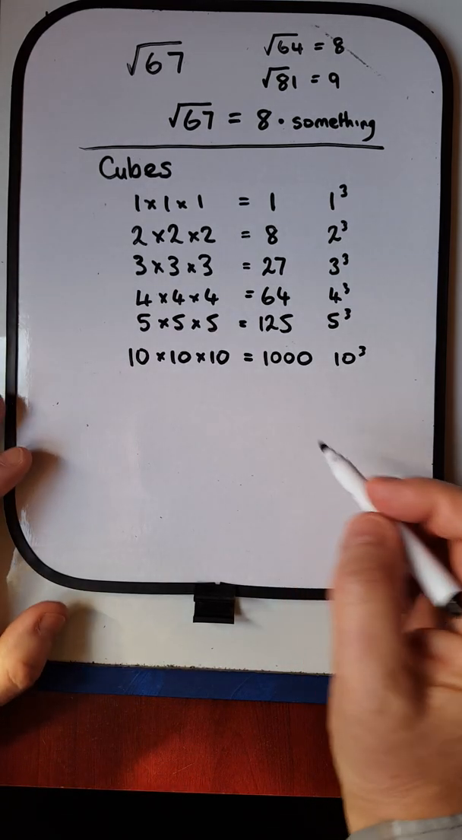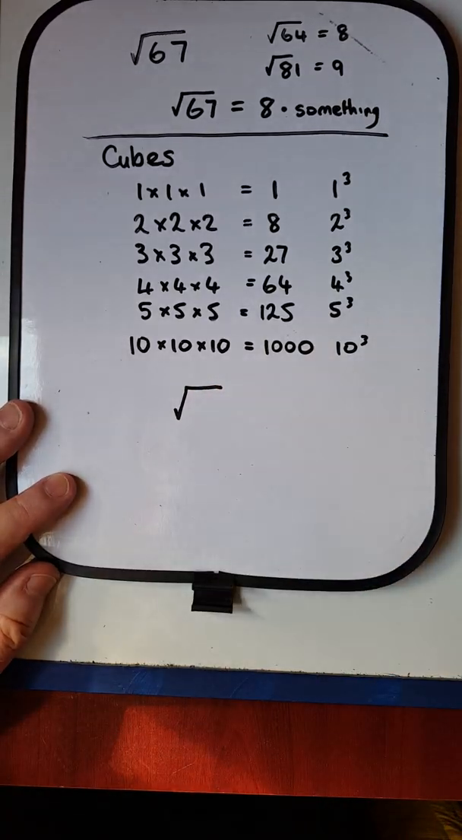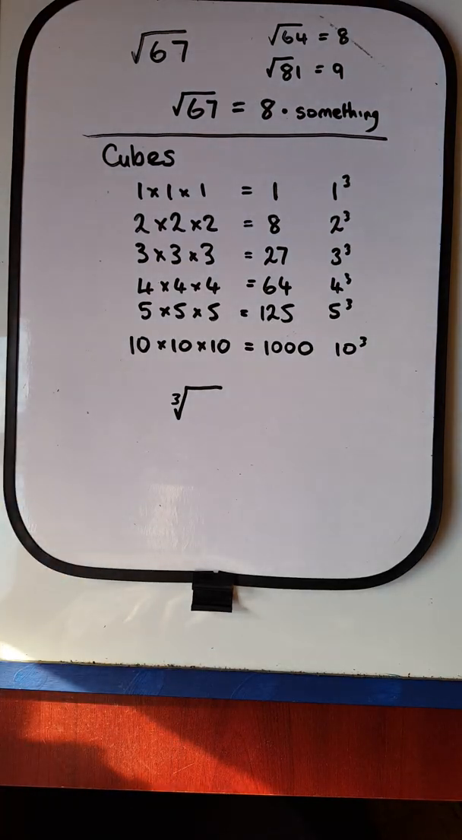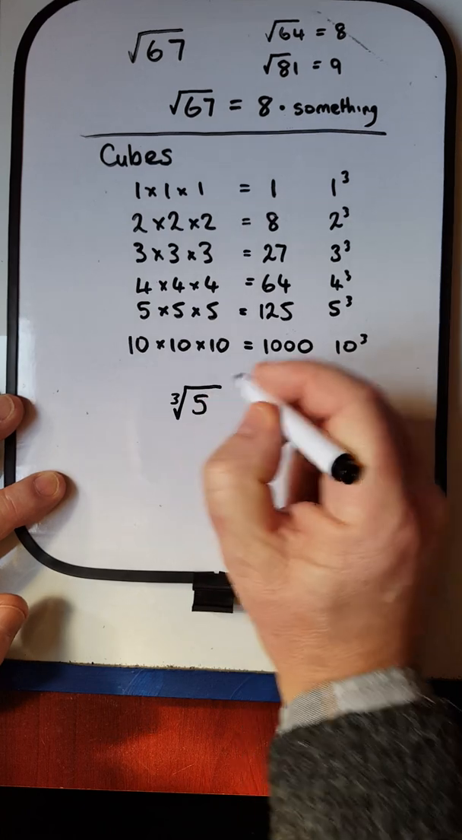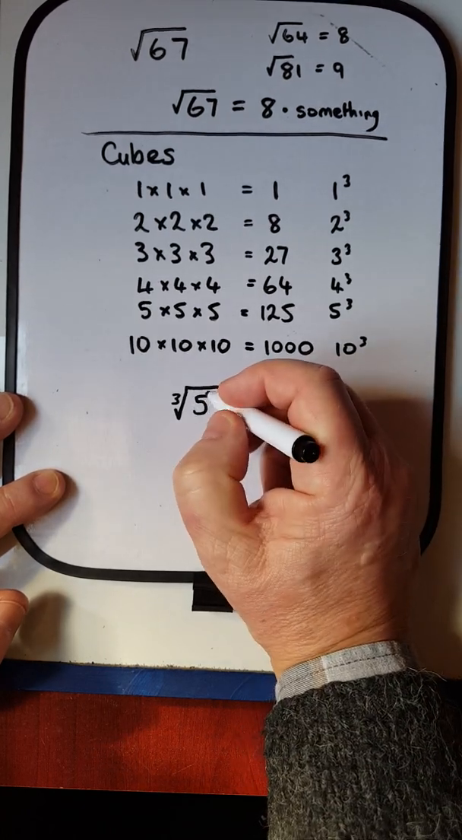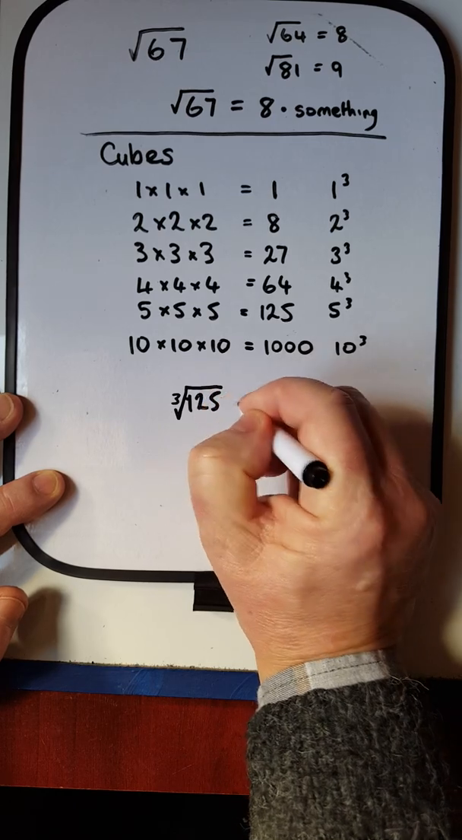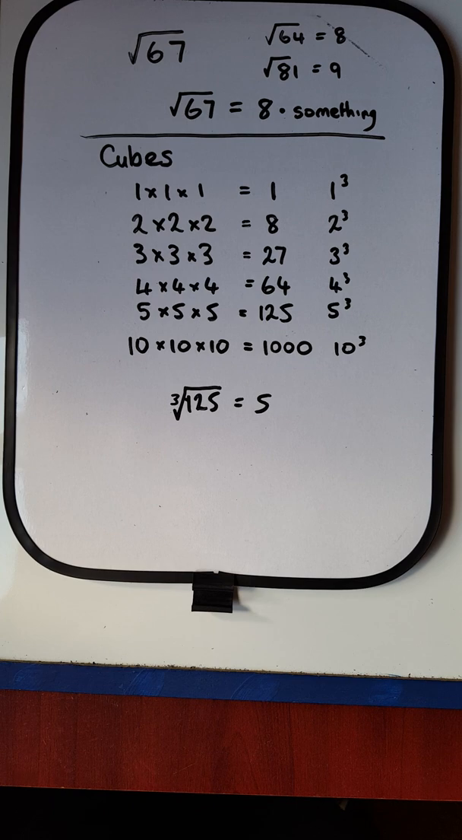And you would also need to understand the idea of a cube root. Same sign as a square root, but it has a little 3 in it there to tell you that we don't want the square root, we want the cube root. The cube root of 125 is 5. Exactly the same as we do with square numbers.